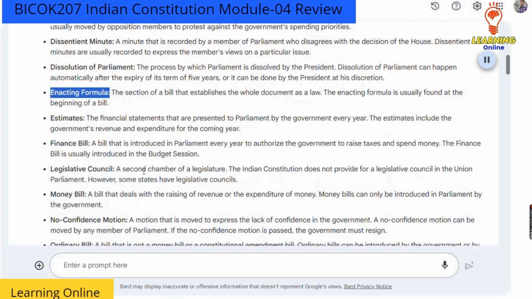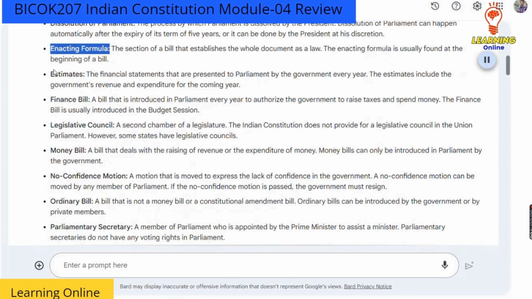Enacting formula. The section of a bill that establishes the whole document as a law. The enacting formula is usually found at the beginning of a bill. Estimates. The financial statements that are presented to Parliament by the government every year. The estimates include the government's revenue and expenditure for the coming year. Finance bill. A bill that is introduced in Parliament every year to authorize the government to raise taxes and spend money. The finance bill is usually introduced in the budget session.